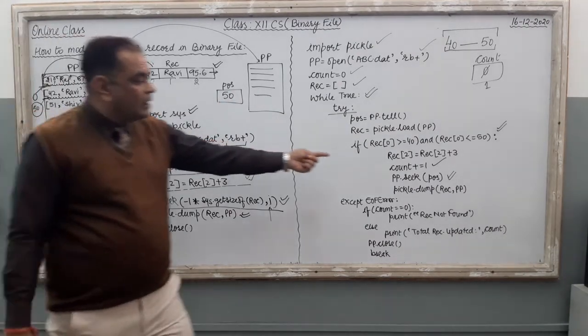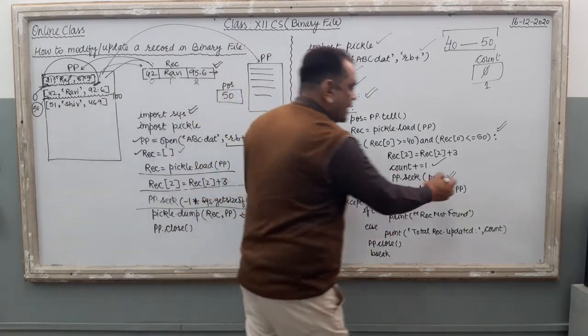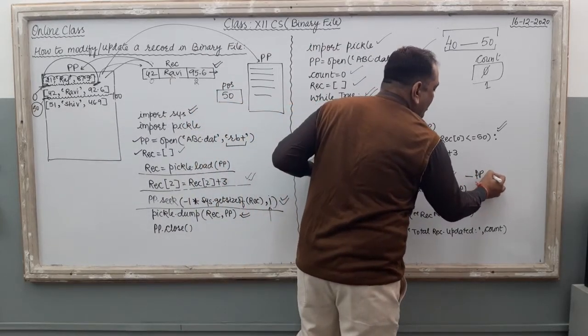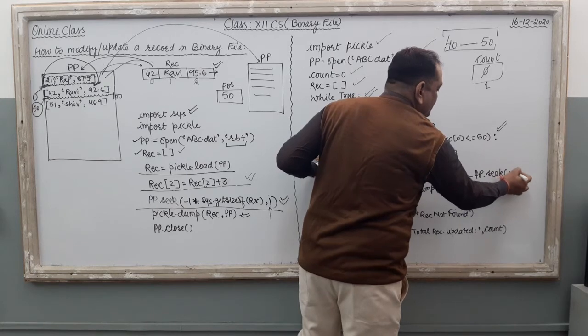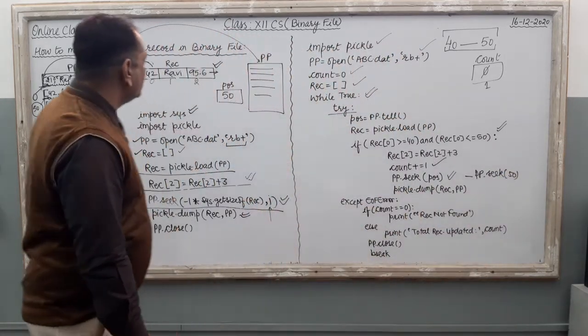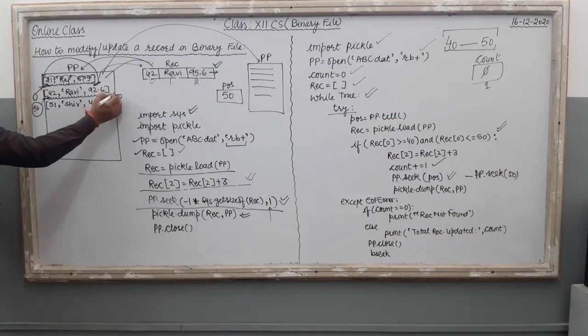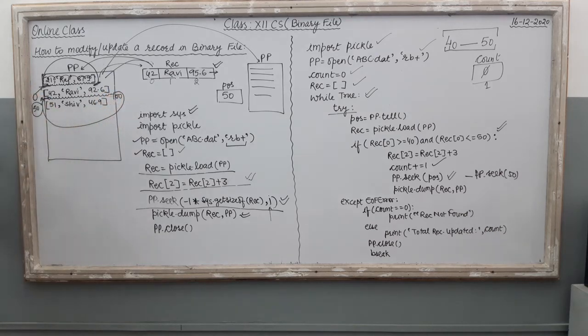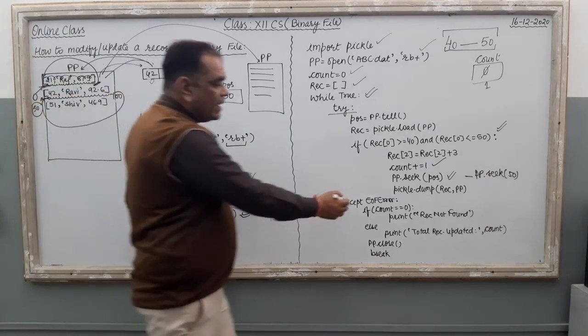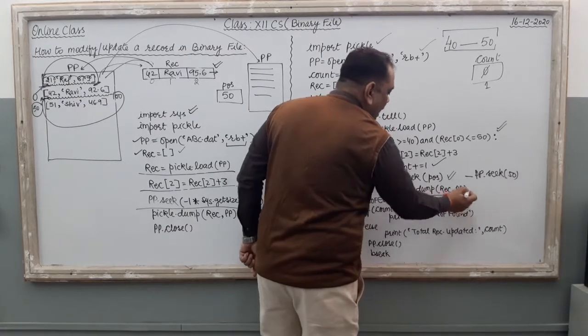So now what happens? pp.seek(position). What command is this? pp.seek(50). What does 50 mean? The computer's cursor, the file pointer, jumps from here and reaches the 50, and here 50 is the beginning position of the second record. Right? Now just see here, pickle.dump(rec, pp).